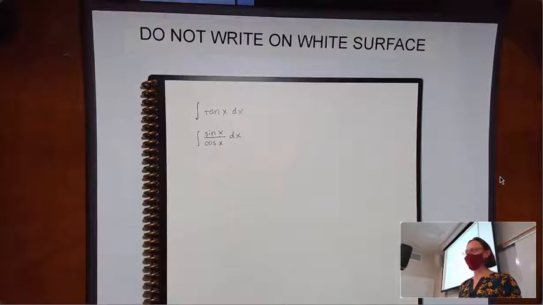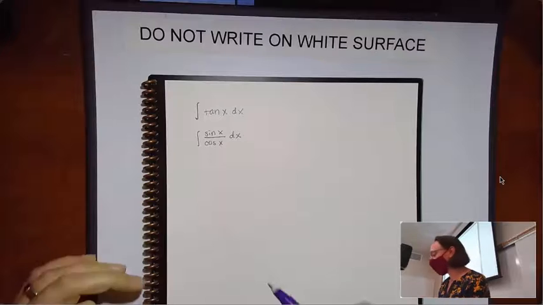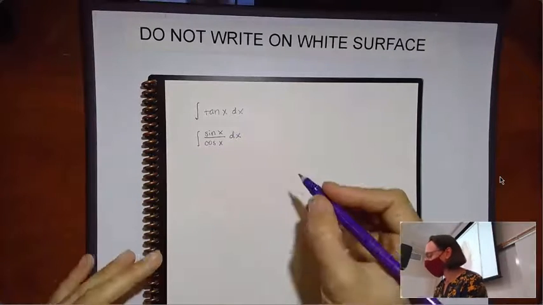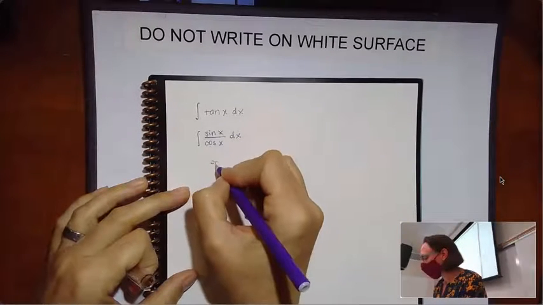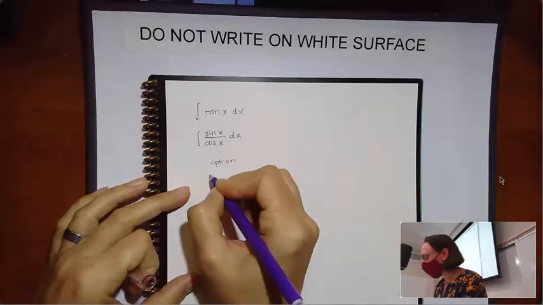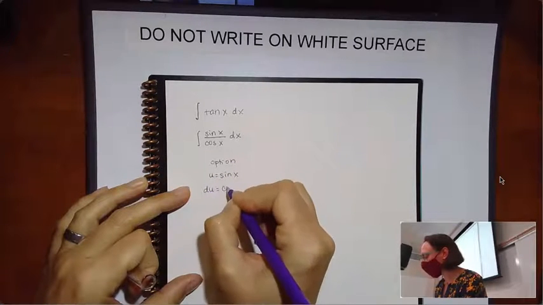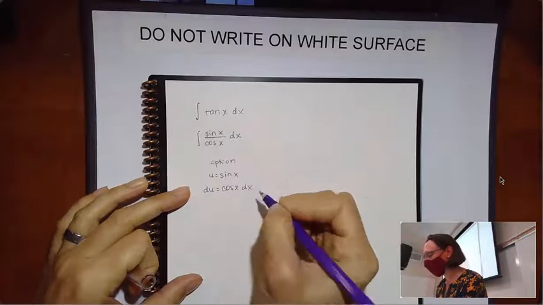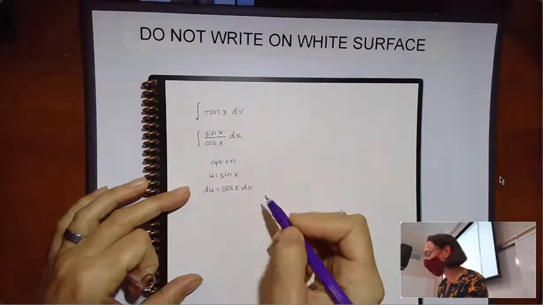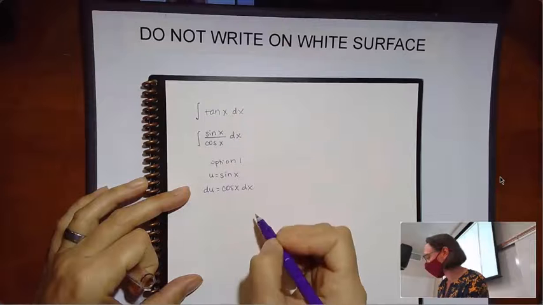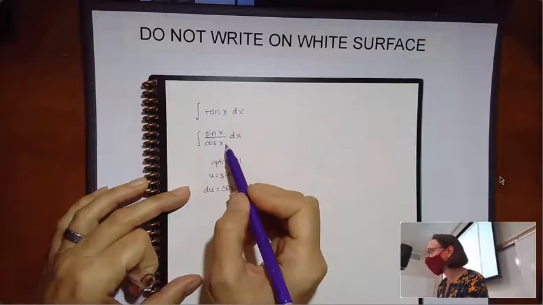And it does. Now what's tricky here, and maybe don't take notes for a second because I'm going to do it the wrong way and the right way. You probably only want the right way in your notes. So if I looked at that and I wasn't sure, option one would be to let u be equal to sine of x, and that would make du cosine of x dx. But when I look in the problem, the cosine is on the bottom.